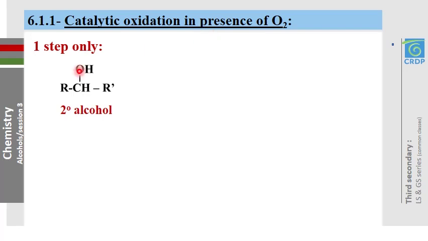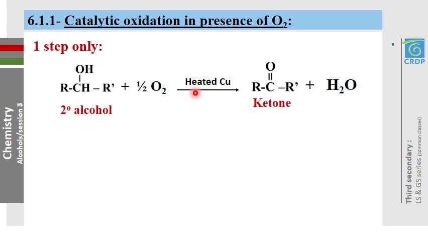This is a secondary alcohol. You still remember secondary alcohols? You still remember that their functional carbon is bound to 2 alkyl groups, you know? Okay, so secondary alcohols in the presence of oxygen gas and heated copper as a catalyst. This copper must be heated until it becomes red, okay? It gives us a ketone and H2O.